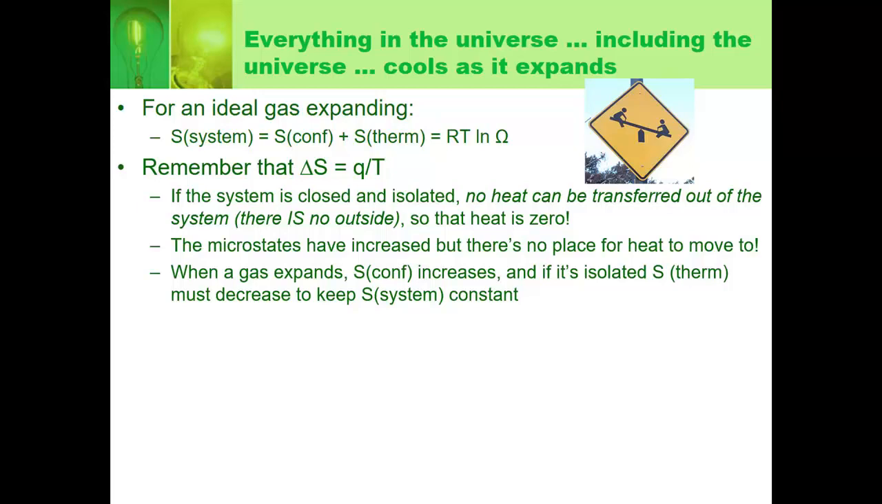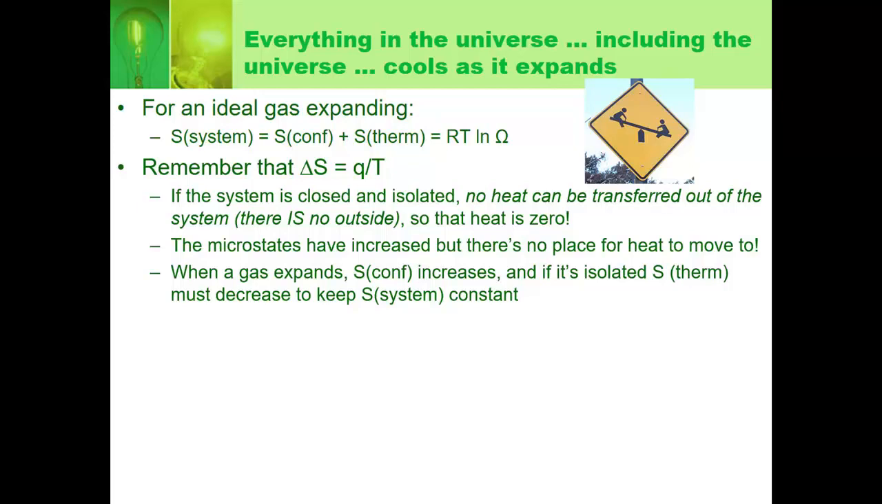When a gas expands, the configurational entropy increases, this term. If it's isolated, then the thermal entropy must decrease. If it's isolated and not kept at constant temperature, you have to keep S system constant because you haven't changed anything else. If this number goes up, this number must go down. That means you have fewer thermal microstates that the system is accessing. That means it gets colder. It stops moving in one place as much. You're letting it expand in a big dimension. On the smallest dimension, it's not moving as much because it's moving more in the biggest dimension.